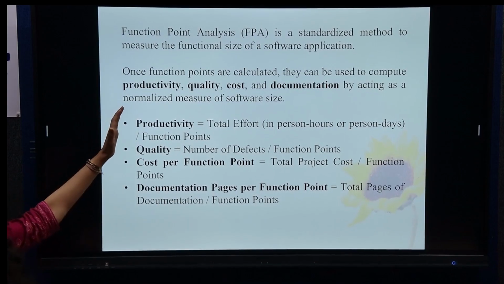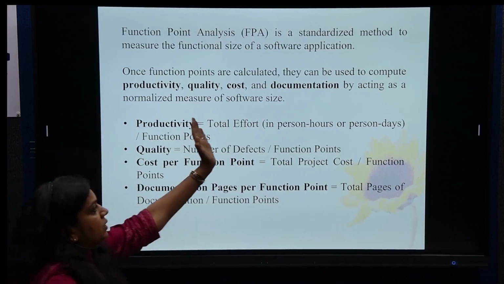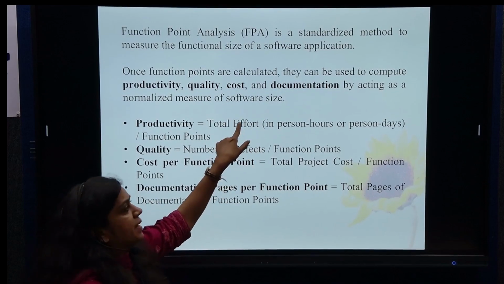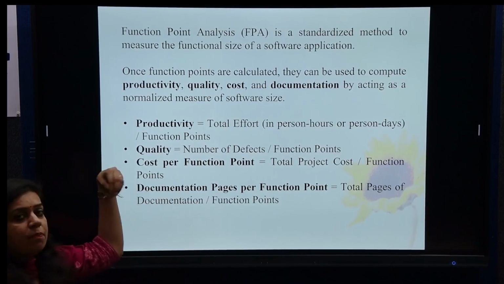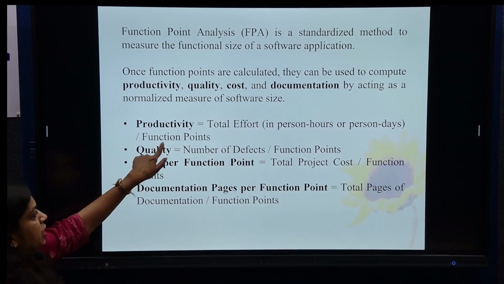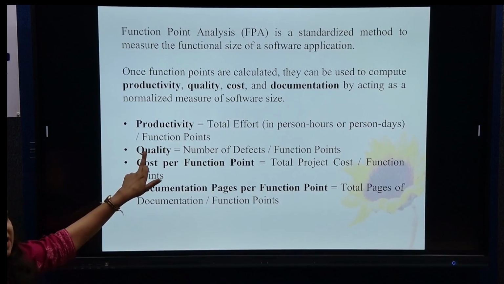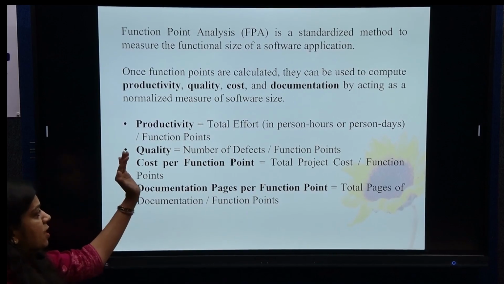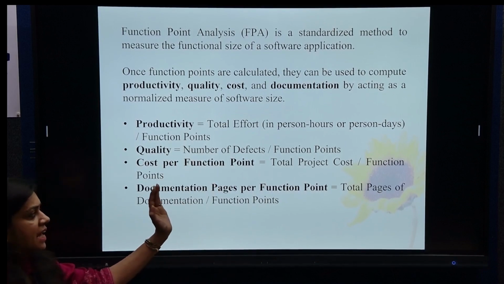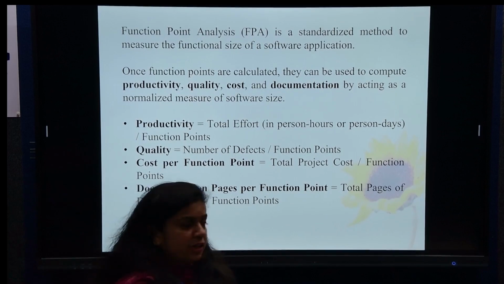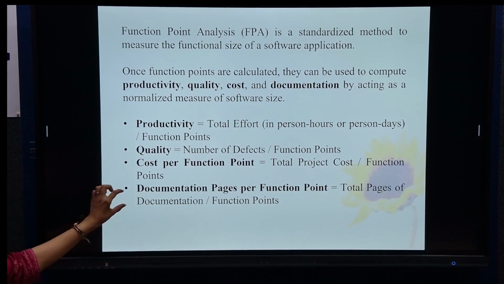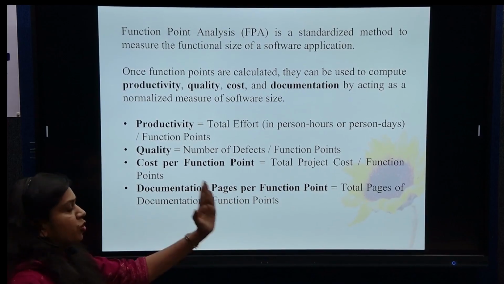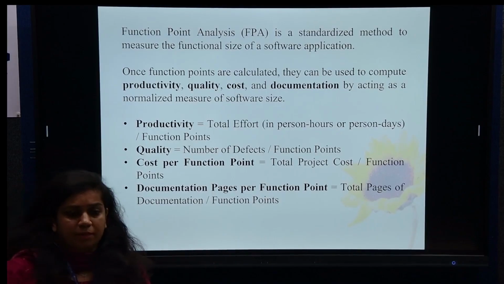The formula for productivity is total effort, which is calculated or given in person hours or person days or person months, by function point. Quality is calculated by the total number of defects by function point. Cost per function point is calculated as total project cost by function point, and documentation pages per function point is calculated as total pages of documentation by function points.